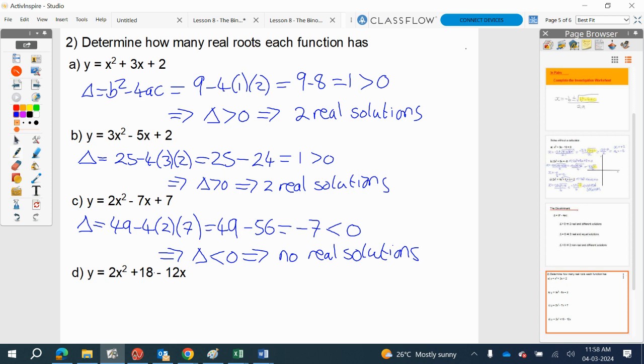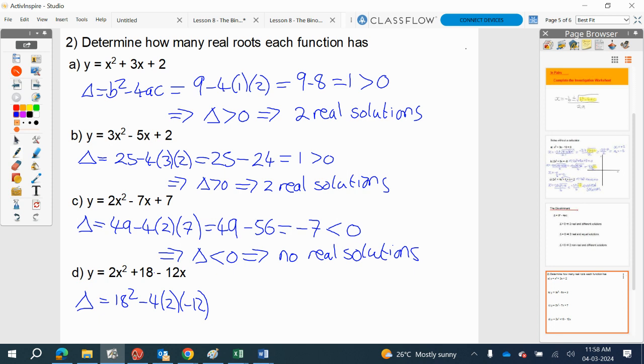All right, let's have a look at the discriminant value. So the discriminant is b squared, 18 squared minus 4 times 2 times negative 12. Is that right? No. What have I done wrong?